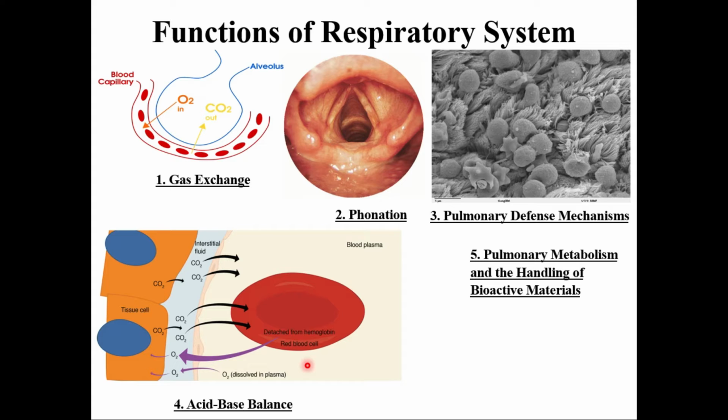Then comes pulmonary metabolism and handling of bioactive materials. The cells of the lung must metabolize substrates to supply energy and nutrients for their own maintenance. Some specialized pulmonary cells also produce substances necessary for normal pulmonary functions. In addition, the pulmonary capillary endothelium contains a great number of enzymes that can produce, metabolize, or modify naturally occurring vasoactive substances.